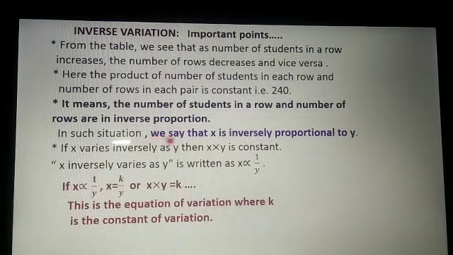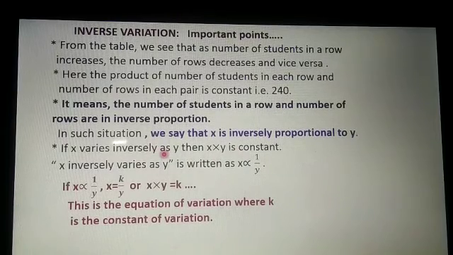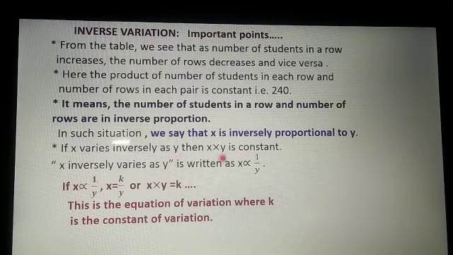In such a situation, we say that x is inversely proportional to y. If x varies inversely as y, then the product x into y is constant. In inverse variation, the product is constant. x varies inversely as y is written as x is proportional to 1 upon y. This is the symbol for inverse proportion.